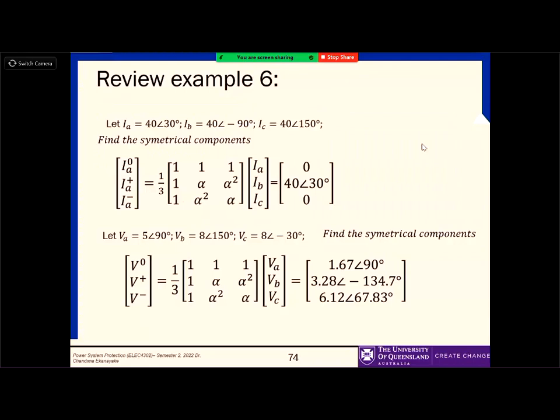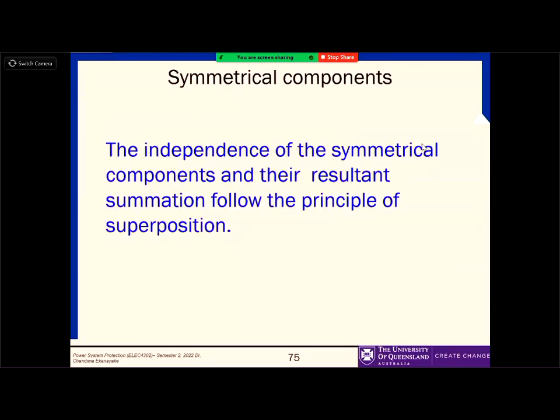This is a small example for you. I will cover it during the tutorial session. This is to practice how to find the symmetrical components when the phase quantities IA, IB, IC are given, and then it is just substituting those numbers. So I'm not going into detail on those calculations here, just to revise your knowledge of the symmetrical components.